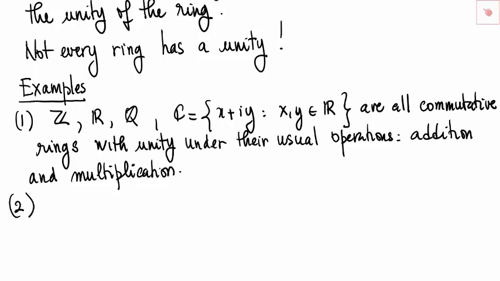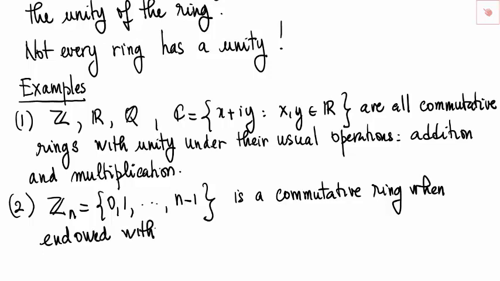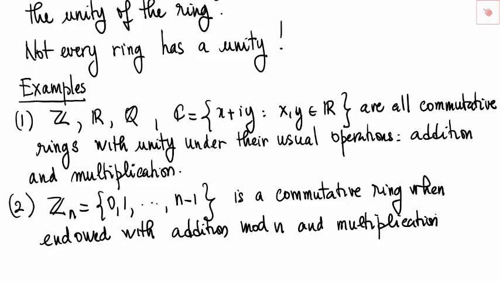Secondly, let's say Zn, which consists of 0, 1, and so on, all the way till n minus 1. This is also a commutative ring when endowed with addition mod n and multiplication mod n.